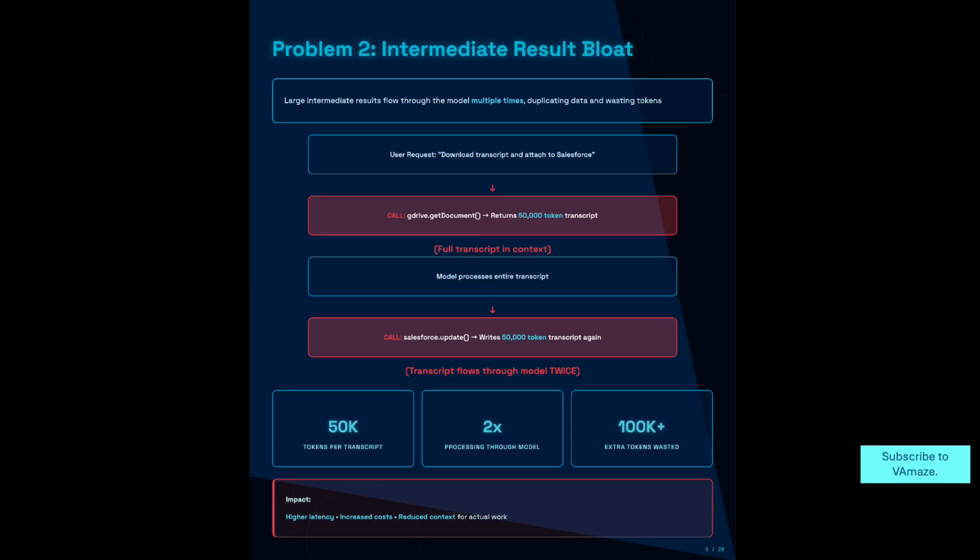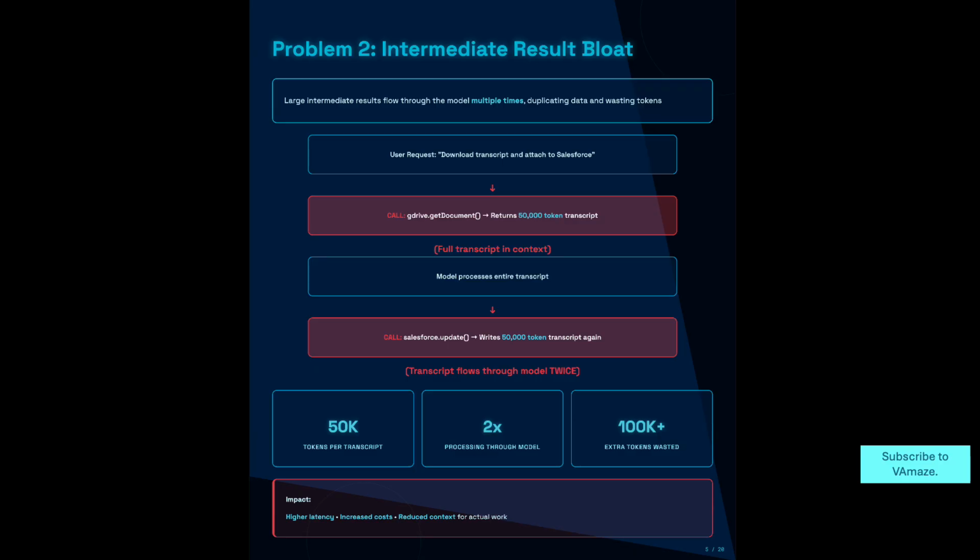Problem 2, intermediate results. Now let's look at the second problem, how intermediate results consume context. Here's a real-world scenario. A user asks their agent to download my meeting transcript from Google Drive and attach it to a Salesforce lead. Simple request, right? But look at what happens under the hood. First, the agent calls Google Drive to get the document. The full transcript, which could be tens of thousands of words, gets loaded into the model's context window. The model processes it. Then the model needs to call Salesforce to update the record. And to do that, it has to write out the entire transcript again as part of the tool call parameters. So that meeting transcript flows through the context window twice.